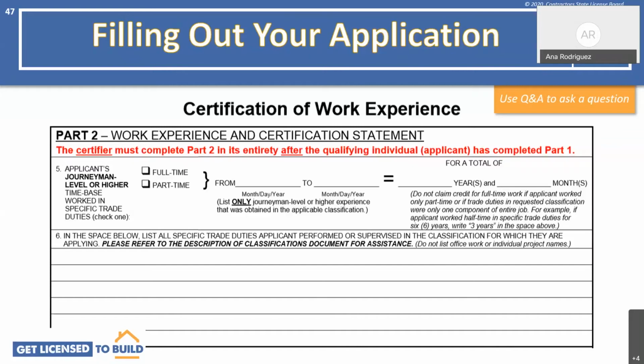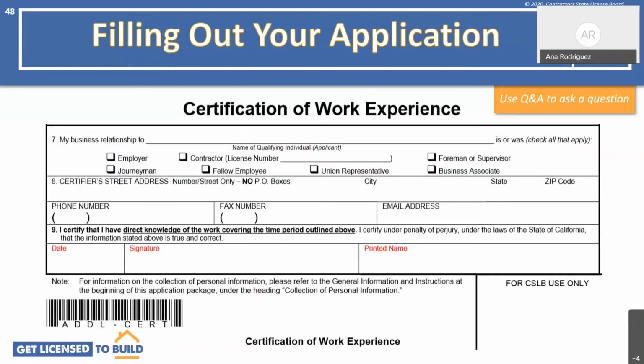You can read a description of critical duties in CSLB's description of classification booklet available on our website. Now remember, we don't want you to copy and paste the description from the booklet. This is only to give you an idea of what CSLB considers to be a critical duty for the classification that you are applying. Your certifier should complete this section in their own words and be as complete and accurate as possible.